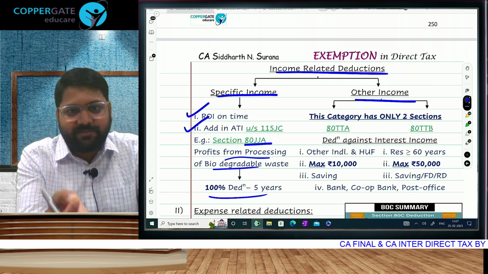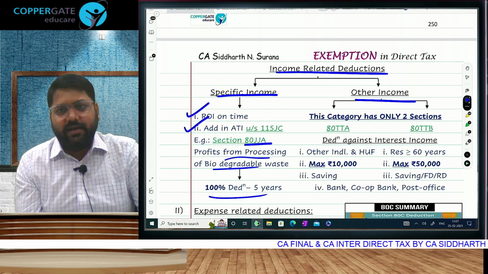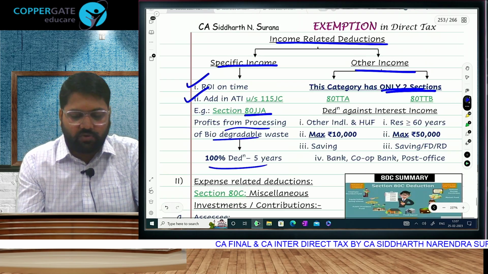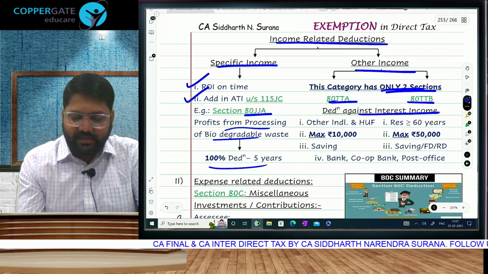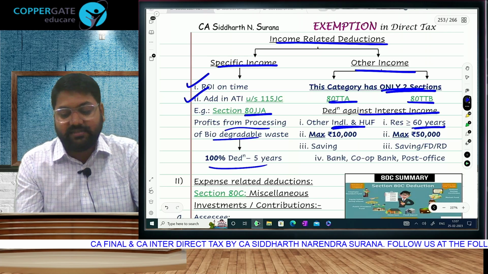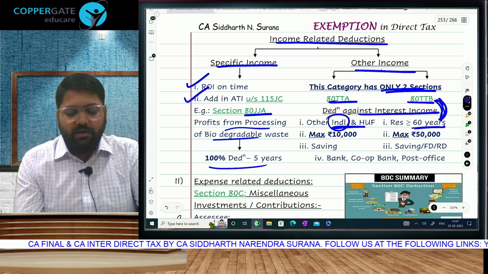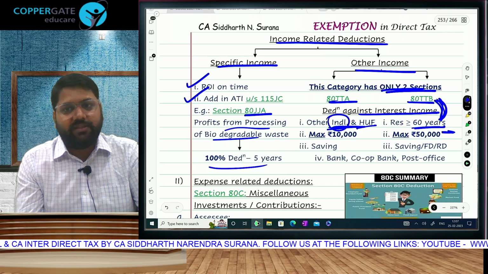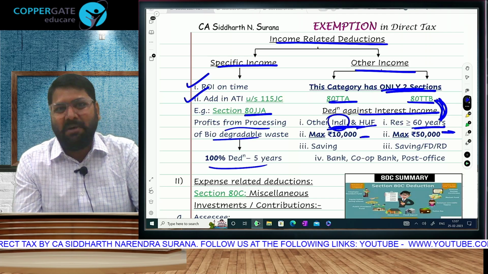Whenever we want to give tax benefit for a limited period, we put it under deduction. And if we talk about other income deduction, it has only 2 sections, and this category will also get over. What 2 sections? 80TTA and 80TTB. Deduction against interest income. 80TTA is for all individuals and HUF. 80TTB is only for resident senior citizens, resident aged 60 years. So non-resident individuals, non-senior citizens and HUF will come under 80TTA. Here it will be actual interest or 50,000, whichever is lower; there, actual interest or 10,000, whichever is lower. 50,000 and 10,000 are maximum limits.